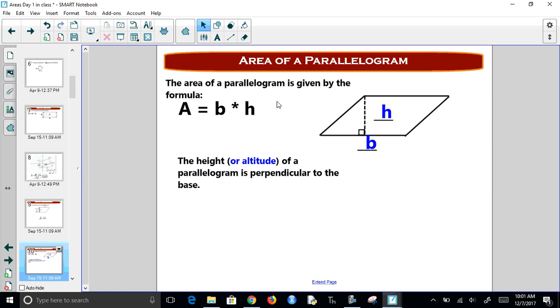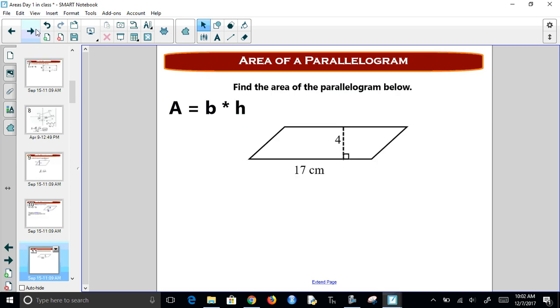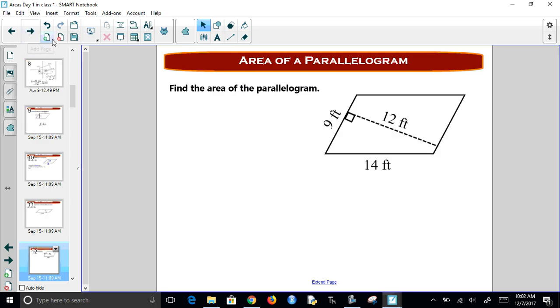There we are, area equals base times height. And the height of a parallelogram is perpendicular to the base. All right. Now if we do this, you just multiply them, 17 times 4. I think you guys can do that.